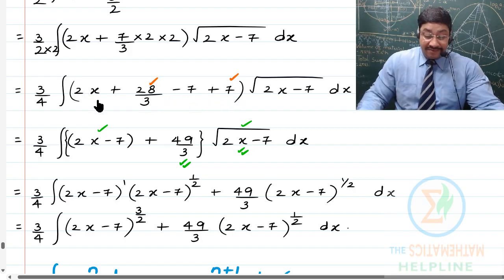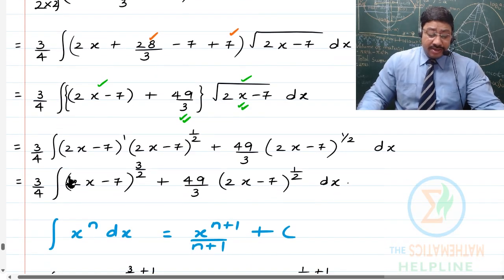However, the minus 7 is going to help us out in making the expression which is within the third, and the plus 7 is going to get added to the constant. Now 3 into 7 is 21. 21 when added to 28 will make it 49. As such, we have 49 divided by 3, and except that we have 2x minus 7. Now this 2x minus 7 gets multiplied with this third to make it (2x minus 7) raised to the power 1 multiplied by (2x minus 7) raised to the power 1 upon 2.